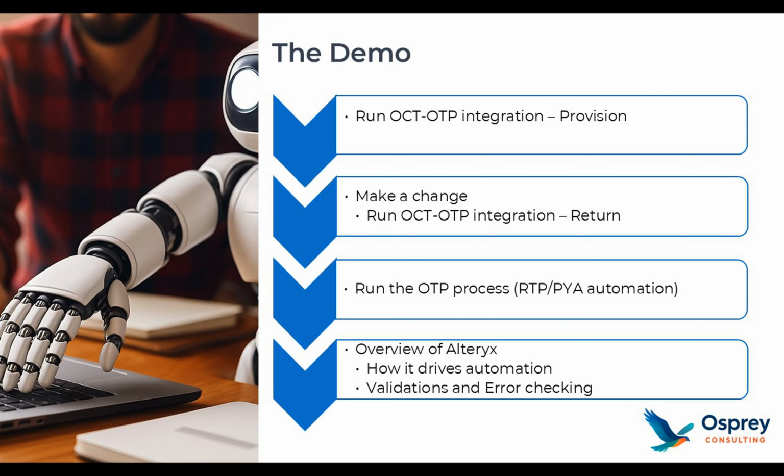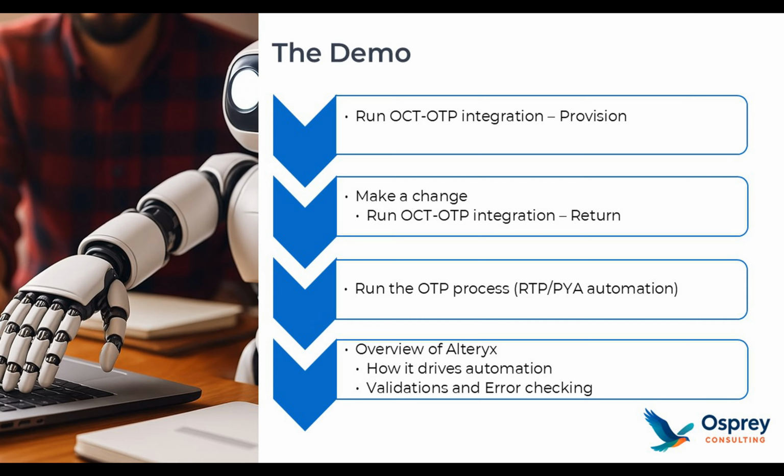So today, what are we going to show you? Well, we're going to do a demo in 4 sections. Firstly, we're going to run the integration to move data from ONESOURCE Corporate Tax to ONESOURCE Tax Provision to drive our provision data calculation. Secondly, we're going to make a small change to the computations, and then we're going to rerun that integration to populate our return data set.